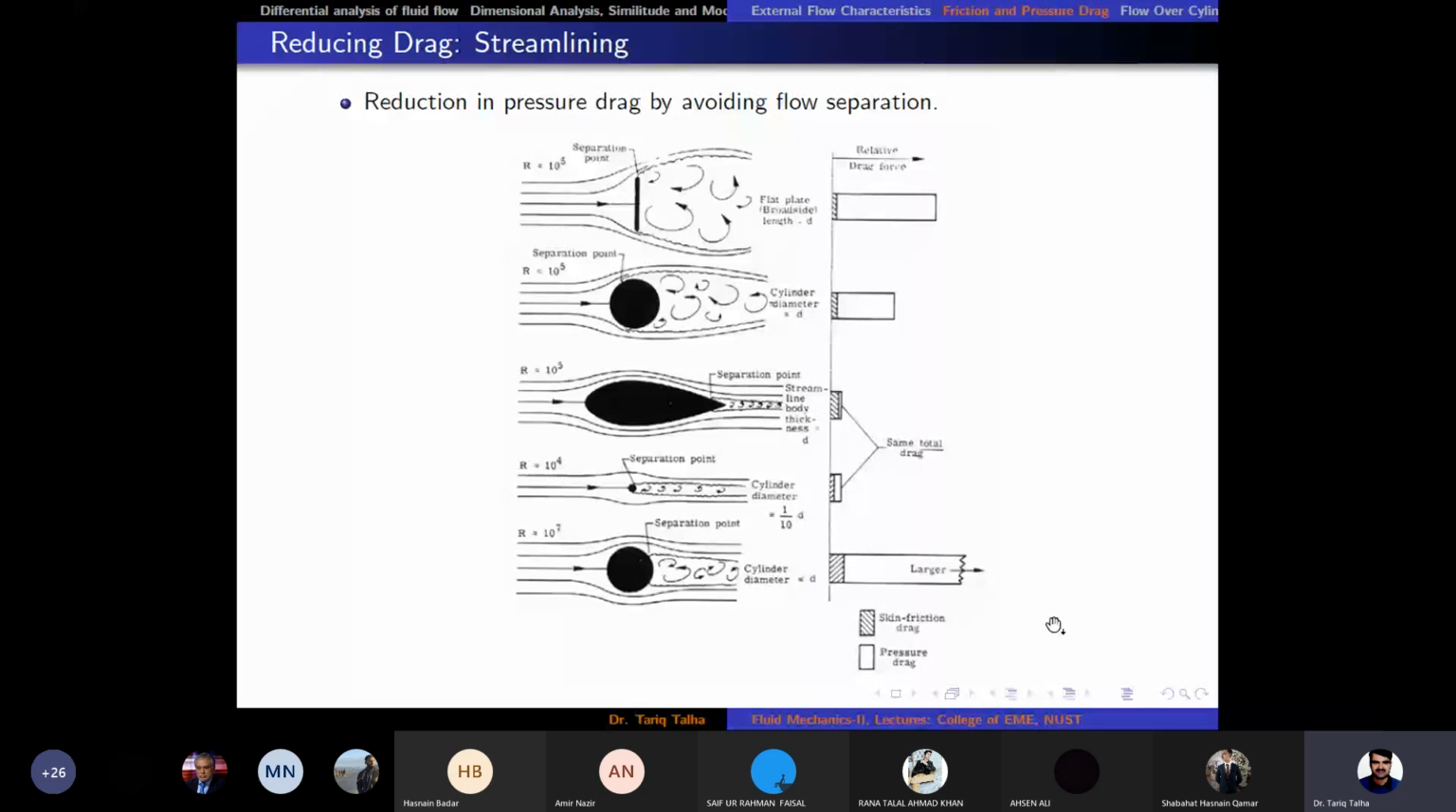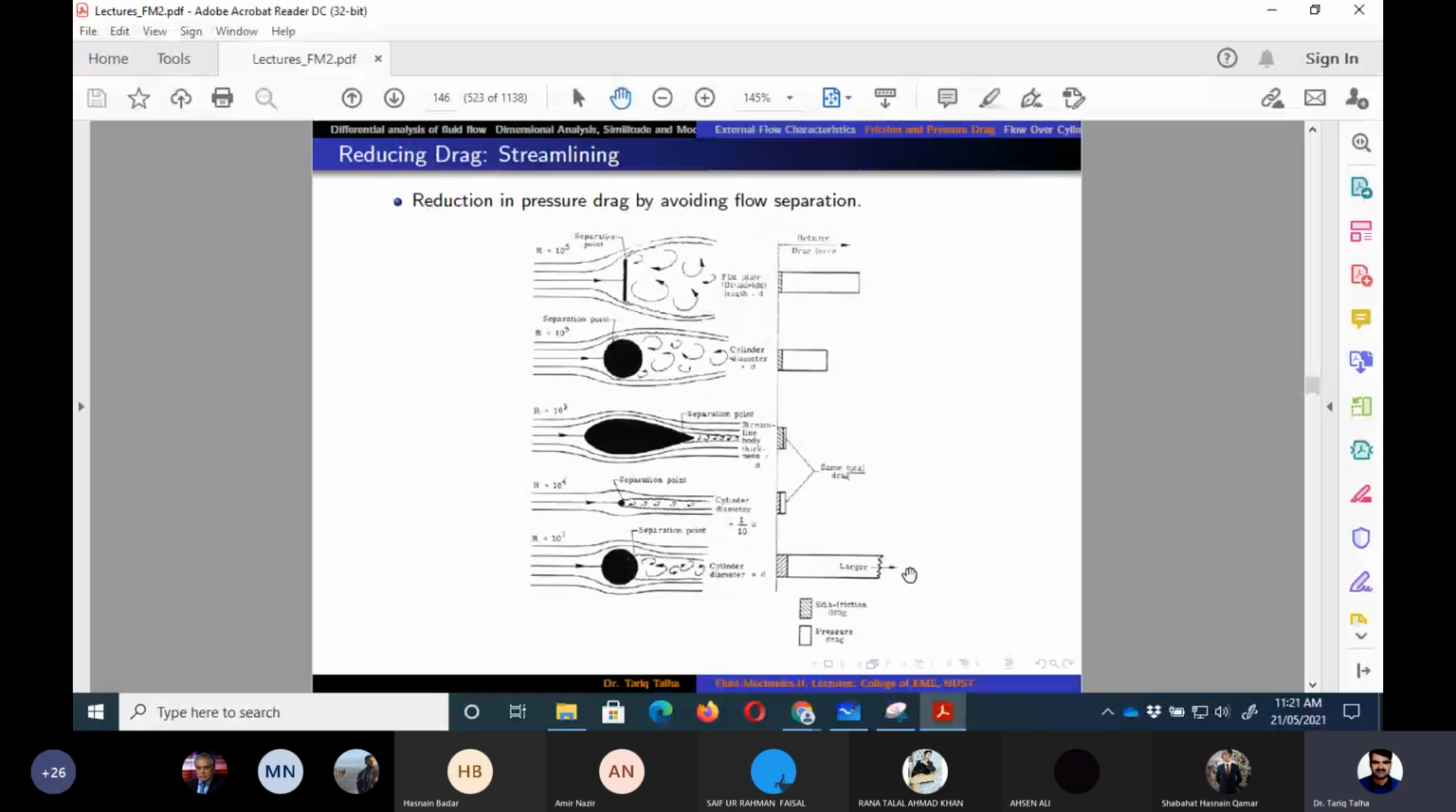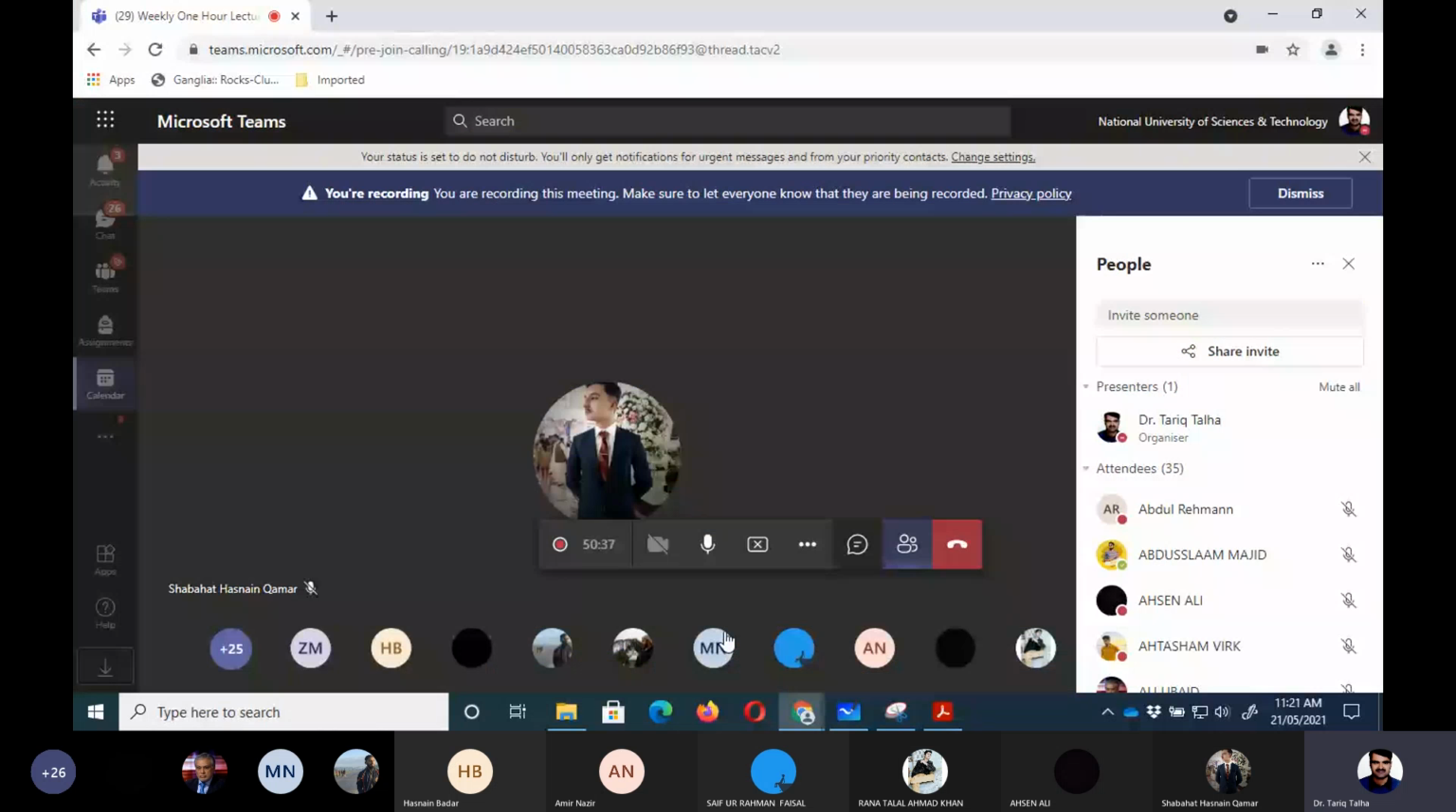That's why we put dimples on the golf ball, because dimples on the golf ball reduce the pressure drag, right? So I hope that the discussion of the characteristics of flow past some blunt bodies and streamlined bodies was helpful. If there is any question, you can ask.